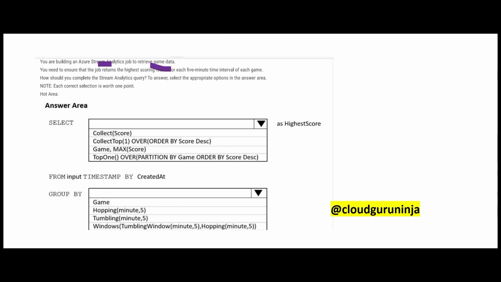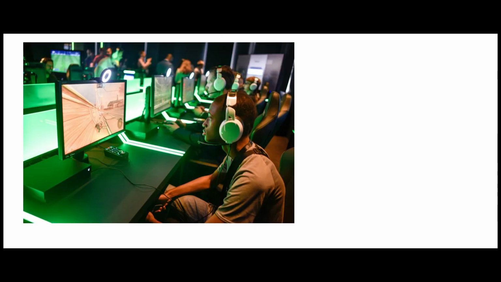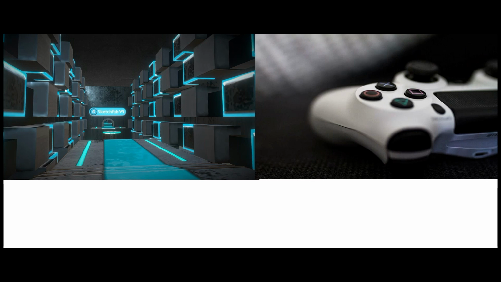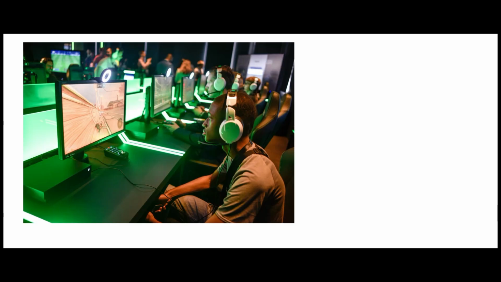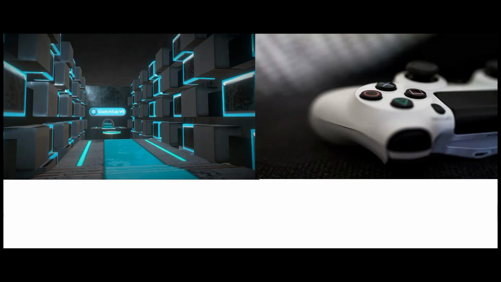What are you using Stream Analytics for? You are using it to retrieve gaming data. There may be online games and so on. It is about a gaming application. So what do you need from this data? You want to ensure that the job returns the highest scoring people every 5-minute interval of each game. When you are playing a game on a console, you want to know who is first, who is second, and that kind of stuff. It will help you with this.